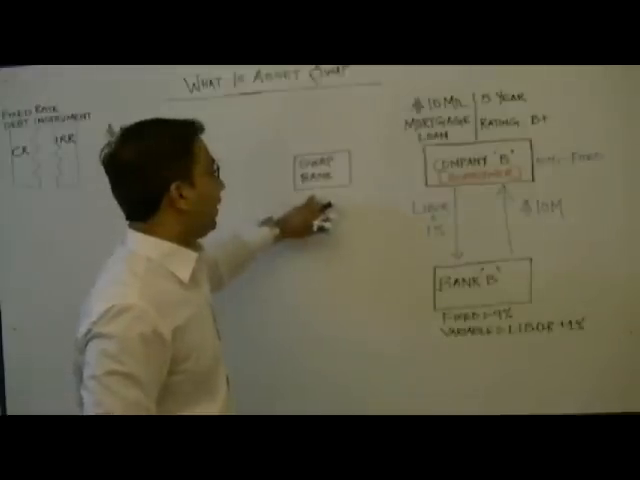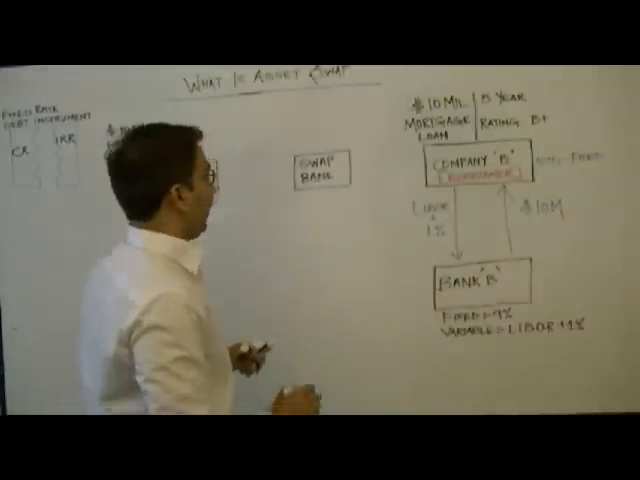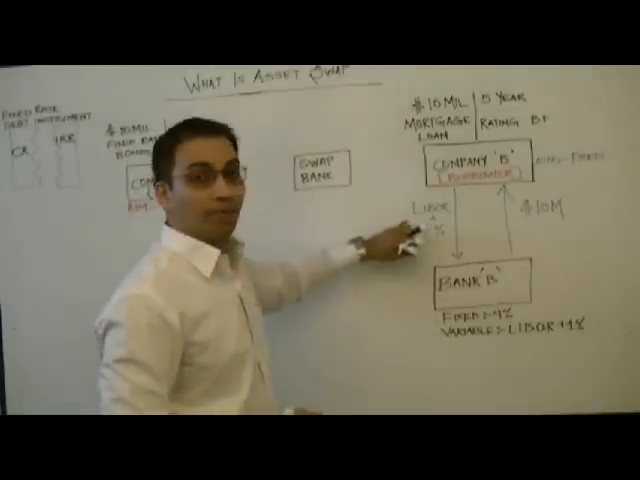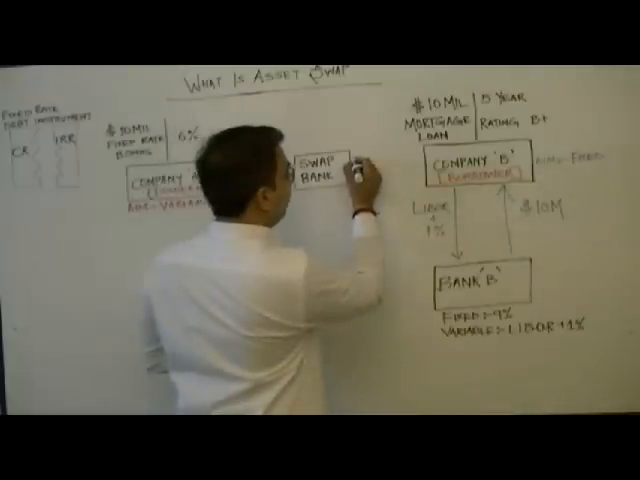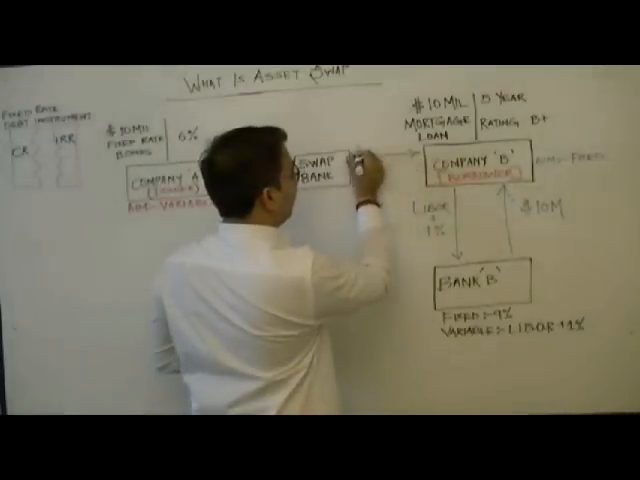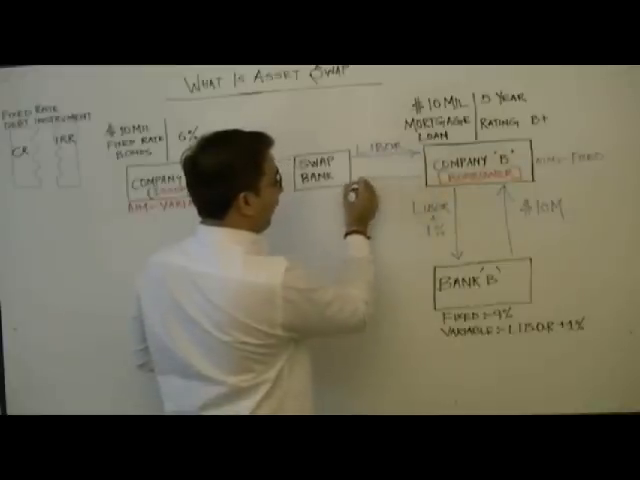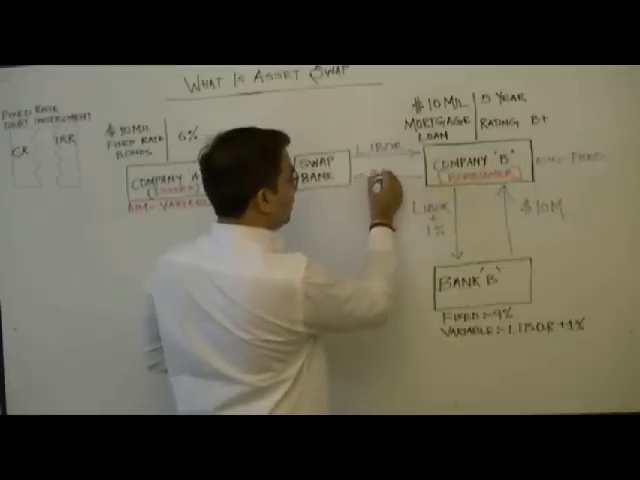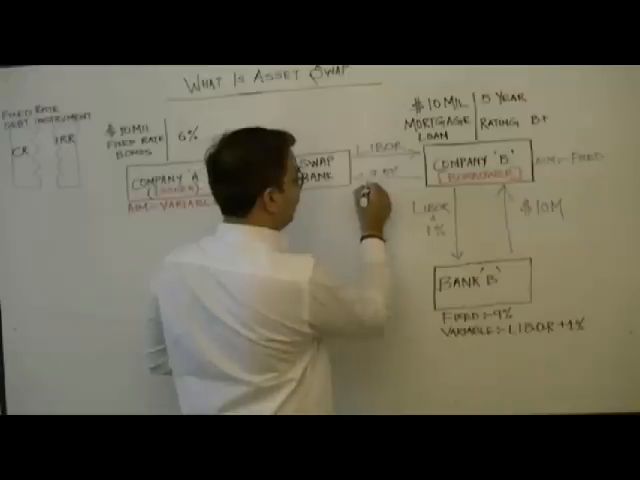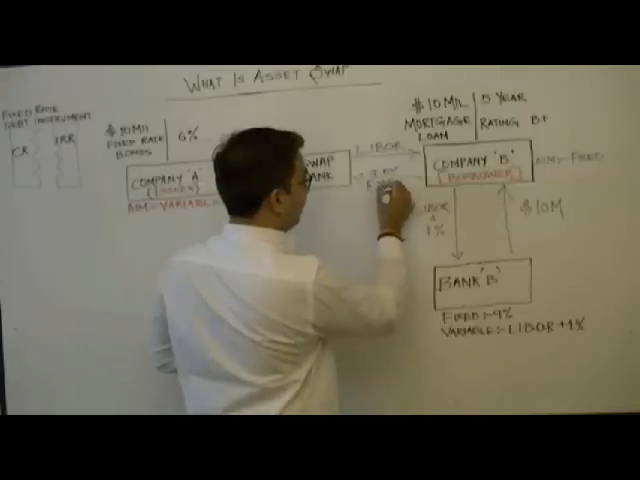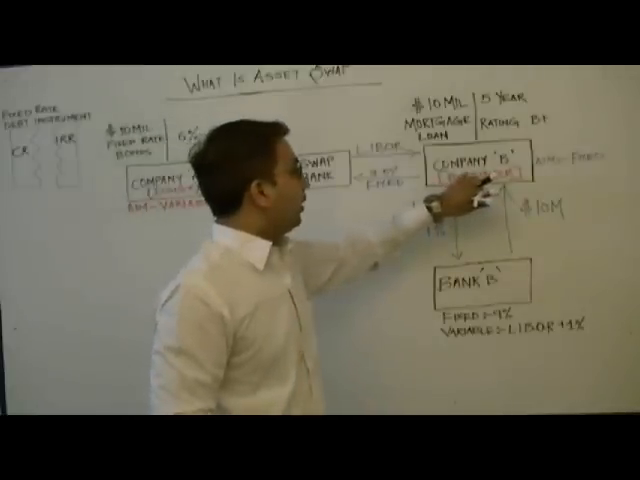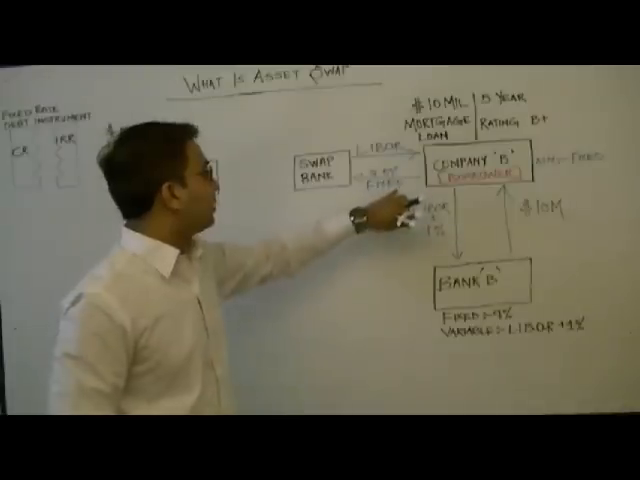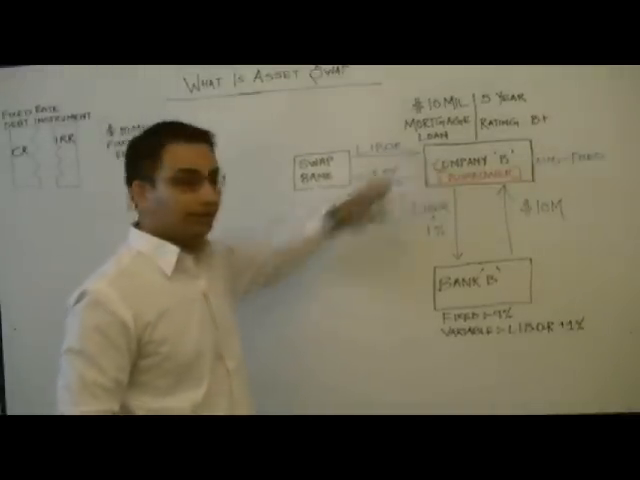So swap bank gave an offer to company B: fine, as you opted for LIBOR plus 1%, the variable rate of interest, I will pay you the LIBOR and you pay me back 7.5% fixed interest rate. So company B's aim is to pay fixed, so company B is paying a fixed and receiving a floating.